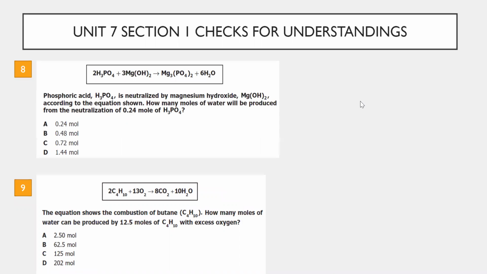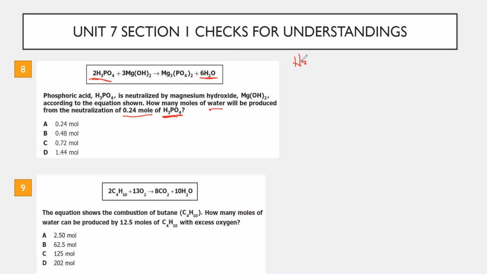All right, checks for understanding number 8. A lot of words in this one. Phosphoric acid is used to neutralize magnesium hydroxide according to the equation shown. How many moles of water, so we're going to be looking at water, will be produced from the neutralization of 0.24 moles of phosphoric acid? All right, so we got to look at the ratios of those two.